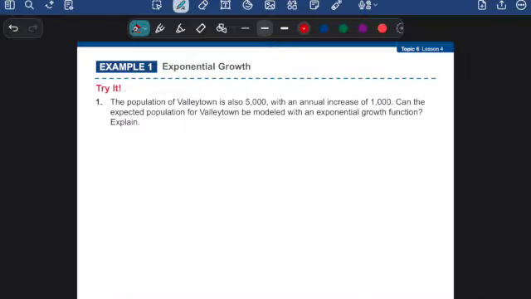Try it number 1. The population of Valleytown is also 5,000 with an annual increase of 1,000. So every year it increases by 1,000 people. Can the expected population for Valleytown be modeled with an exponential growth function? Explain. So let's think about what that means. Our initial value is 5,000, and then we increase by 1,000 people every year.